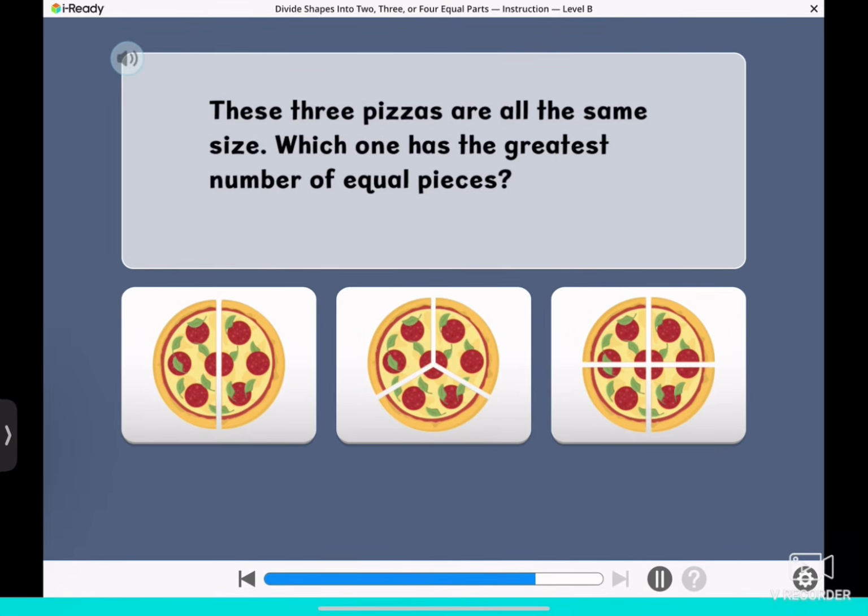These 3 pizzas are all the same size. Which one has the greatest number of equal pieces? Yoop yoop! This pizza has 4 equal pieces. That is more than 2 or 3 equal pieces.